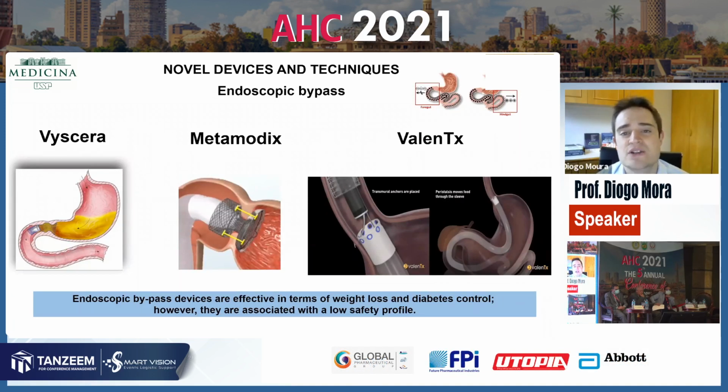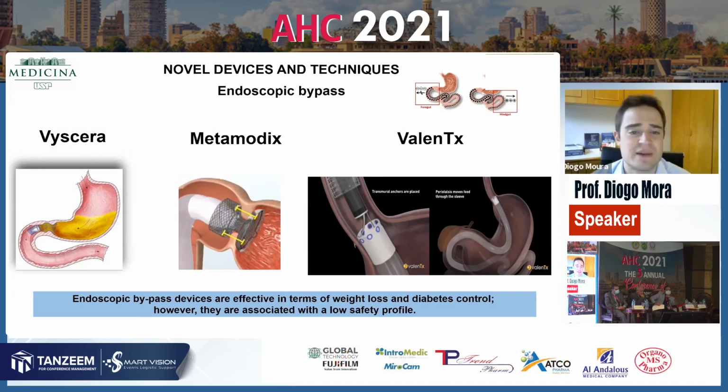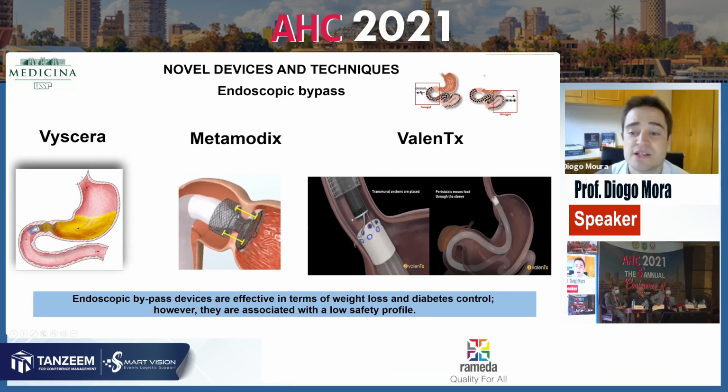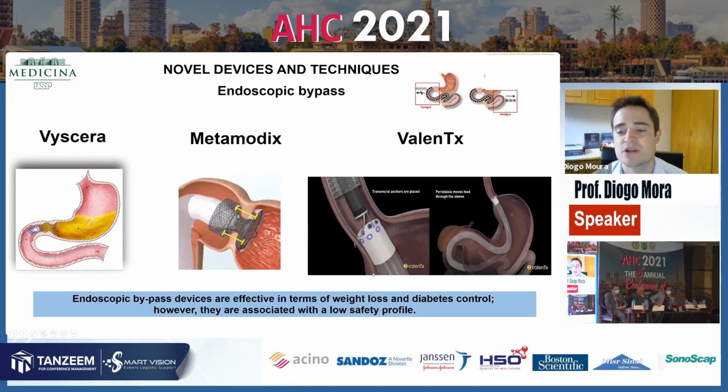So these are the endoscopic bypass. Most of them are similar to the EndoBarrier, but with different fixations. So Metabolics, you have this stent, viscera, you have a larger one coming to the antrum. And the ValenTx, it's a little bit different because you place it on the esophagus, so you bypass the stomach and the duodenum and the proximal jejunum.